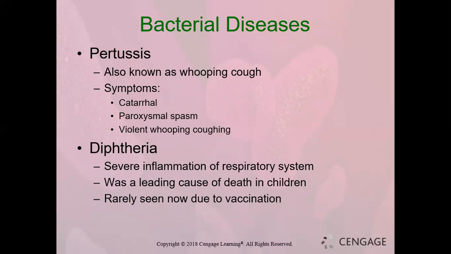Pertussis is a bacterial disease. This is also known as whooping cough. There is a vaccine for this, and these babies and kiddos get this violent whooping cough. Diphtheria is a severe inflammation of the respiratory system. It was a leading cause of death in children, but now it's rarely seen.